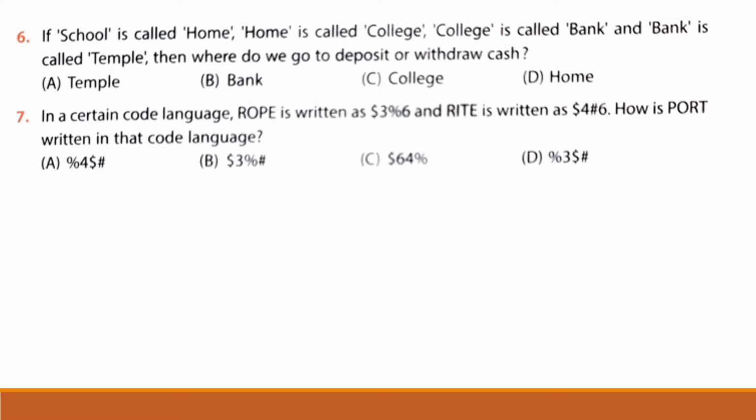Question number 6. If school is called home, home is called college, college is called bank, and bank is called temple, then where do we go to deposit or withdraw cash? So we know we go to the bank to deposit or withdraw the cash. But in this code you have bank is called temple. So your answer is going to be, yes, very good, temple. So your answer is going to be A, temple.